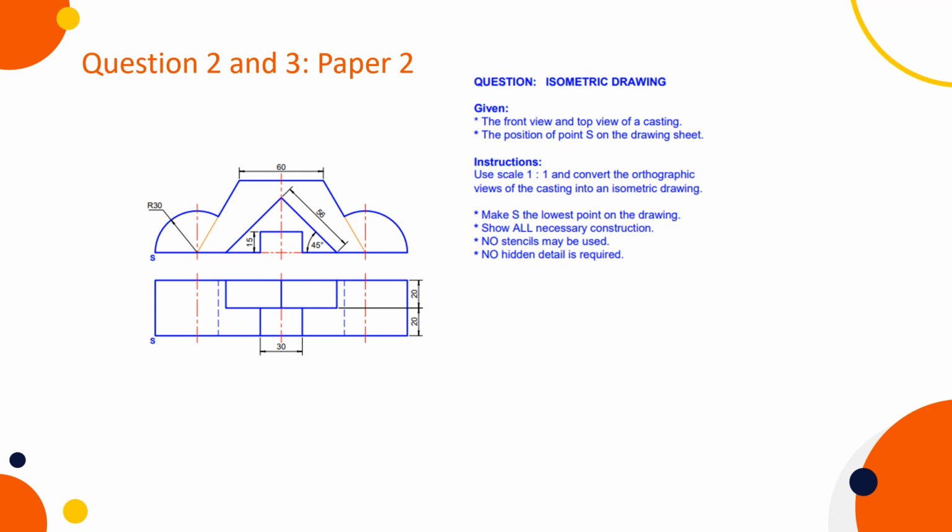Okay, so now question 2 and 3 for paper 2, we know is isometric drawing. Please always read the question, see that you use the correct scale. In this case, we give you point S, which is the lowest point of the drawing. So that's where you'll start the drawing. We'll give you point S or point A or point B, whatever the question asks, we do provide it to you, and then you'll get a mark if you start in the right place.